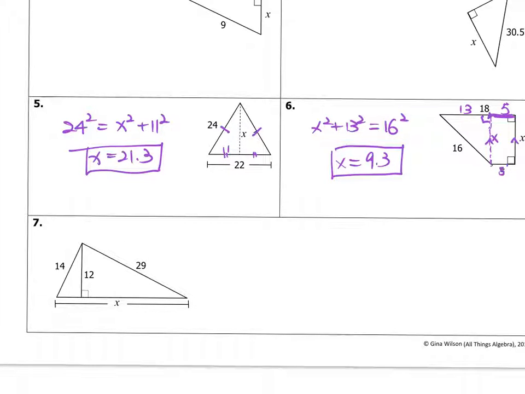So let's look at number 7. Number 7 is a little tricky because it has to borrow the properties we learned in chapter 6. I think it's 6.6.